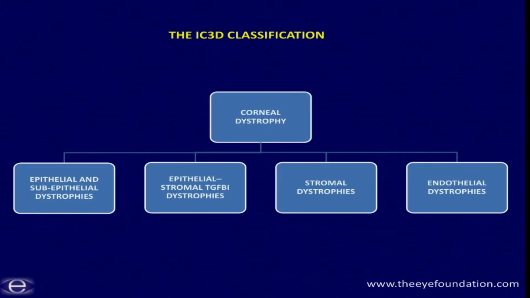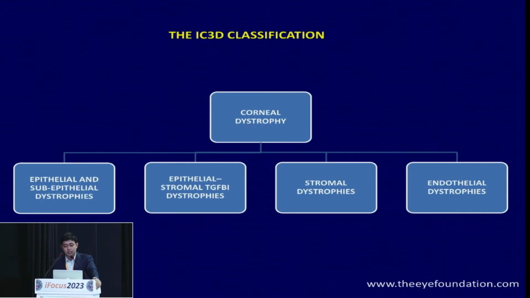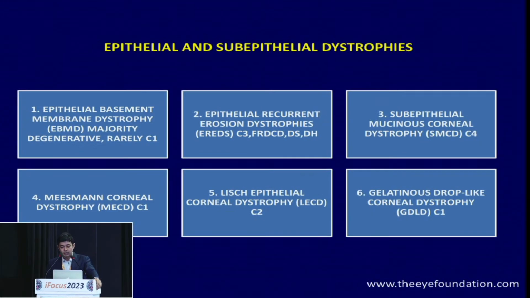So coming back to the anatomical classification, we will be talking about epithelial and subepithelial dystrophy. In the epithelial and subepithelial group, some of them are grouped under what we call TGF beta 1 dystrophies. This is a particular gene mutation which is responsible for causing recurrent erosions, and all those which have the TGF beta 1 mutation are classified as the TGF beta 1 dystrophies.